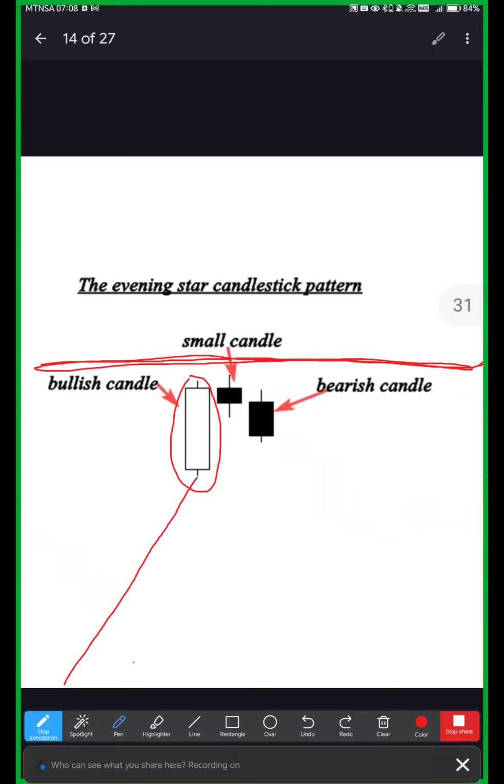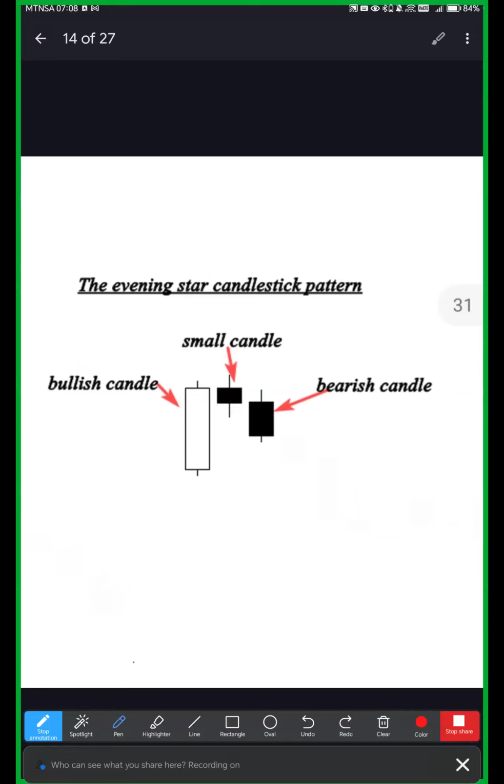you are able to see that according to this pattern here, the first candle is a bullish candle. That signifies that buyers are in charge. Are we together? Can you see how this candle is filled up? It signifies that buyers are still in charge. They are in charge of the market. Come the next session. Come the next session.